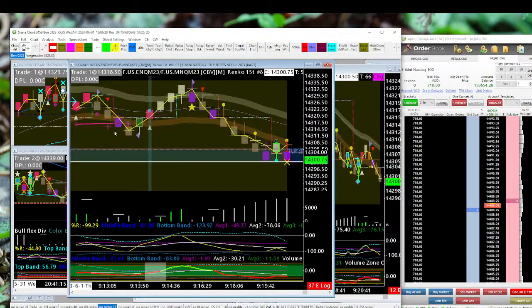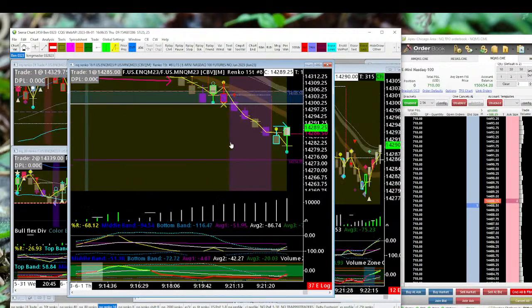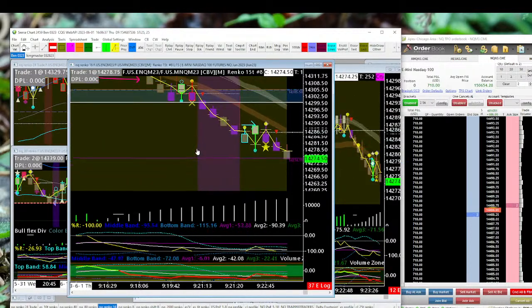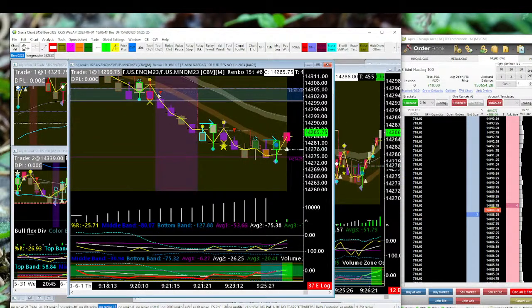So I would have taken this. I would have gotten 10 points, and then my runner would have stopped. They do get under here. Okay, so I'm looking for the first opportunity to buy. And it's right there.